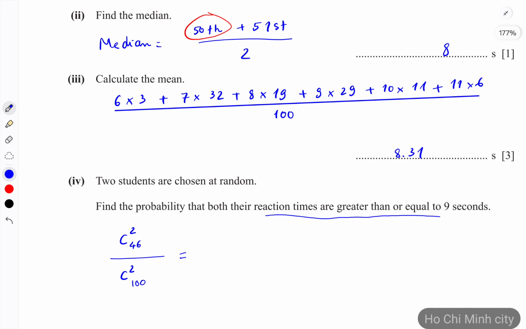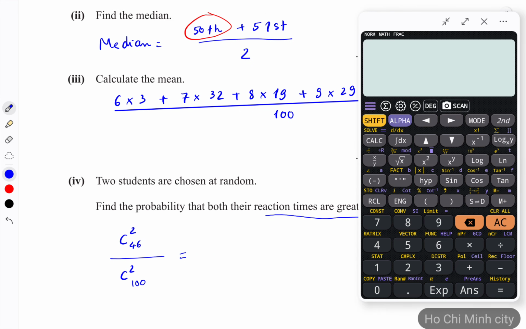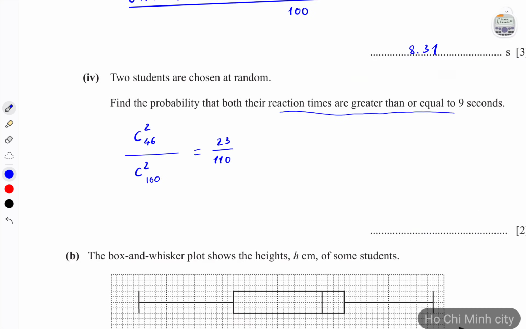So now it's time to use a calculator. 46 C 2 divided by 100 C 2. And we have the probability is 0.2209, but it is recommended to report it as a fraction because it will be more precise. So 23 divided by 110. All right.